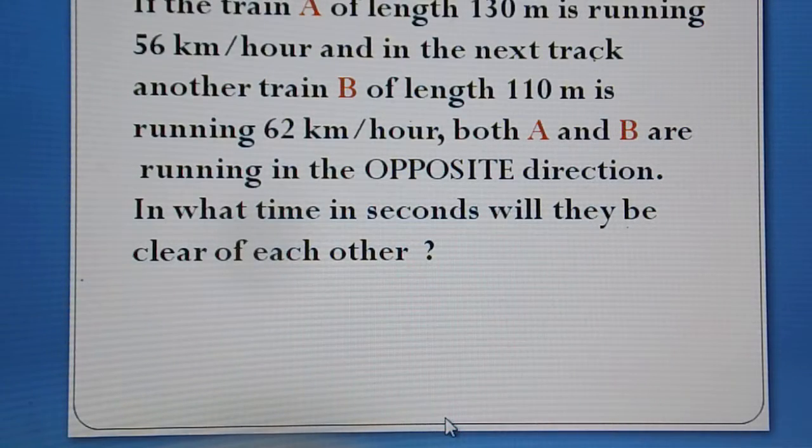See, the question is, if the train A of length 130 meter is running 56 kilometer per hour, and in the next track another train B of length 110 meter is running 62 kilometer per hour. Both A and B are running in the opposite direction. In what time in seconds will they be clear of each other?